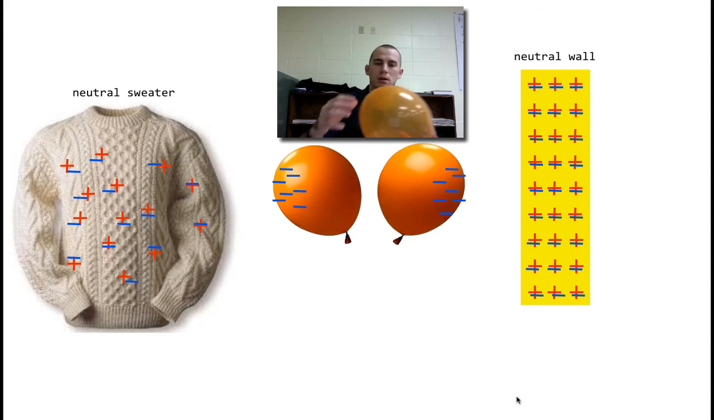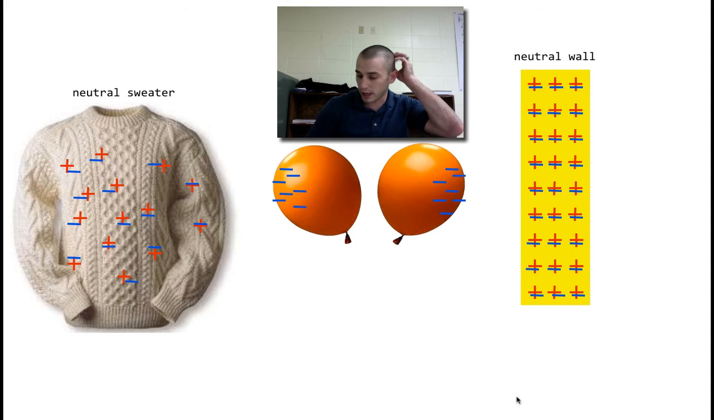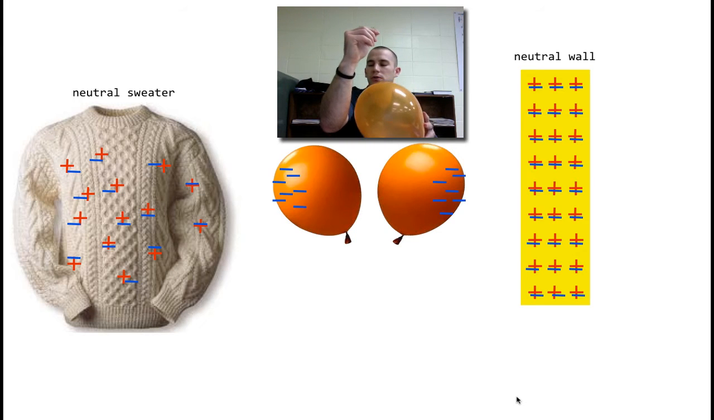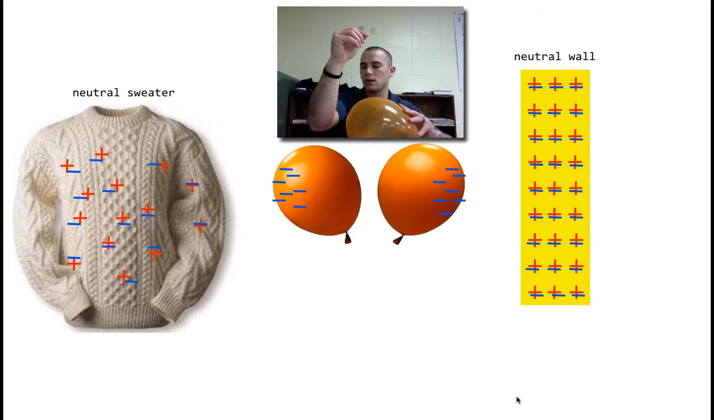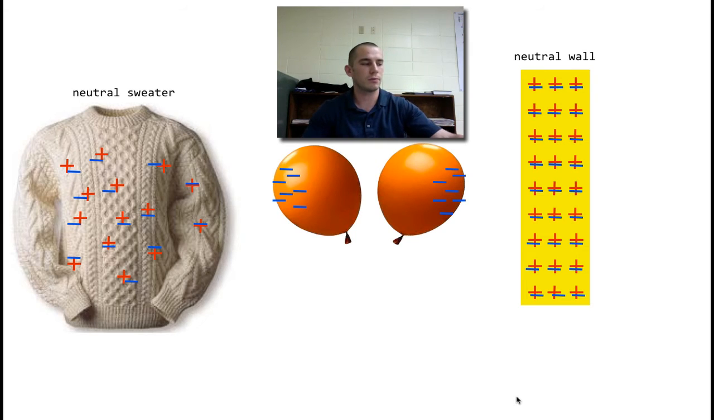Also like the force of gravity, the distance between the two objects affects how strong that force is. If we have the balloon close to my arm, you can see the effects, but if you get further and further away, you can't see those effects any further. That's another way that it's like gravity.